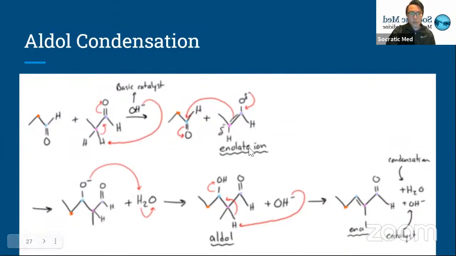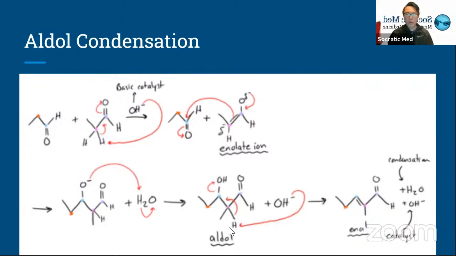When the enolate ion attacks that carbonyl group, it resonates the electrons on that double bond onto the oxygen. So it causes it to have a negative charge. And that negative oxygen will take a proton from the solvent, the water. So this forms the aldol product.